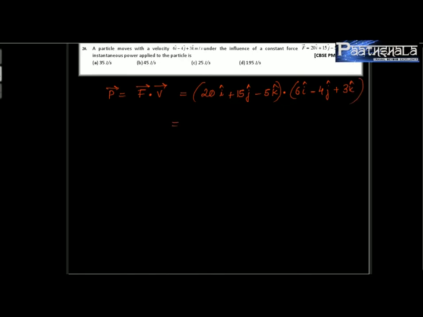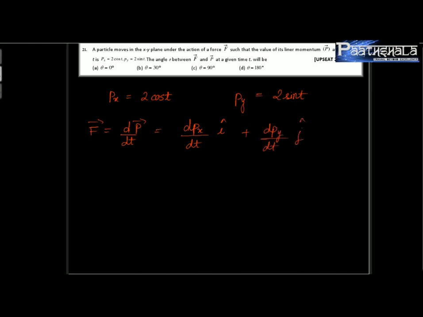So taking the dot product, 20 into 6 is 120, 15 into minus 4 gives you minus 60, and minus 5 into 3 gives you minus 15. So the answer is 45 and the SI unit is joules per second. Next question.